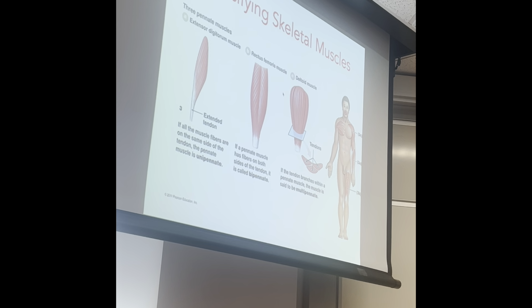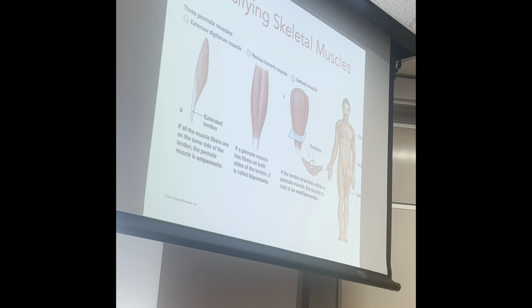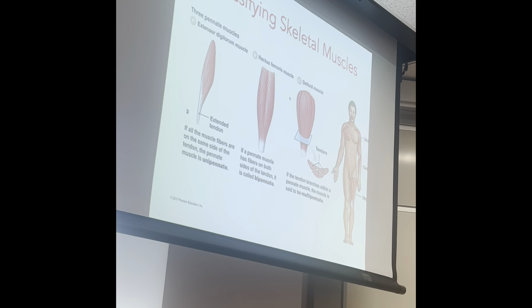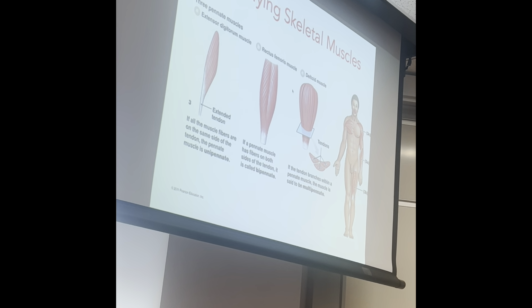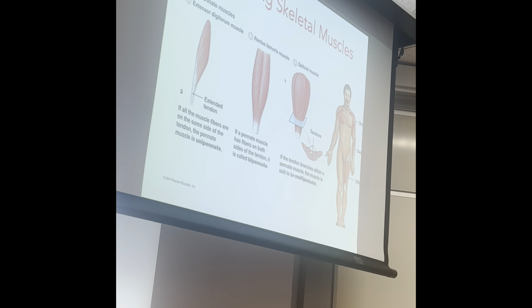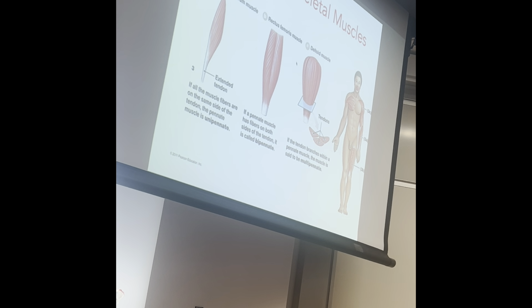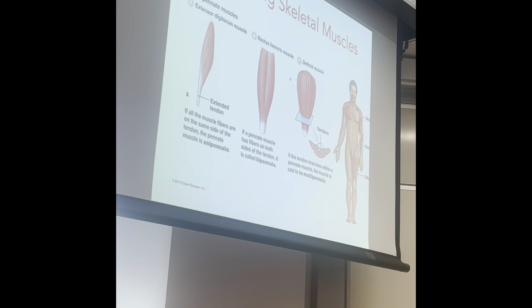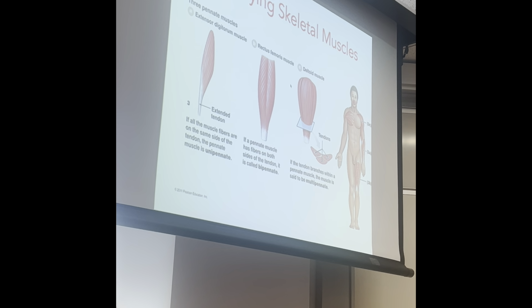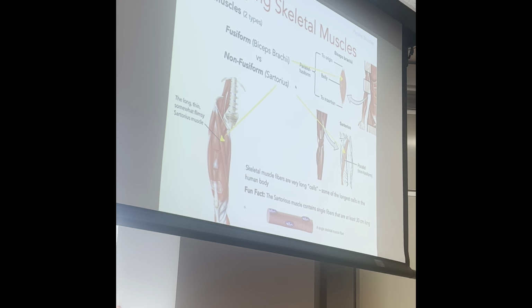And then you know that pennate means feather-shaped muscle. There's unipennate, bipennate, and multipennate. Know that the deltoid is an example of a multipennate muscle, which means it has 3 separate tendons. The deltoid is an example of a multipennate muscle.